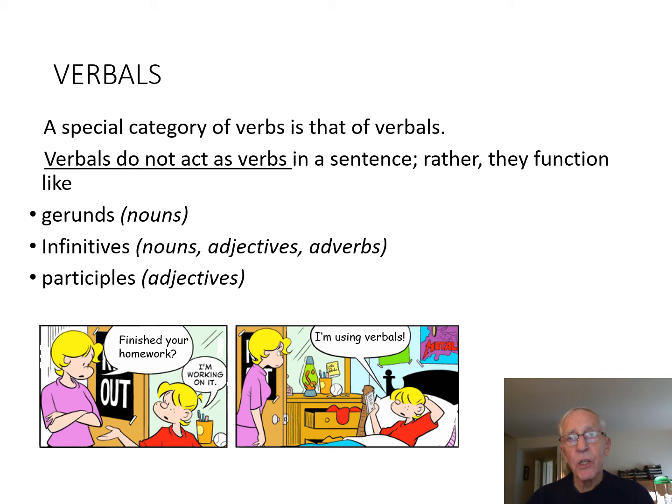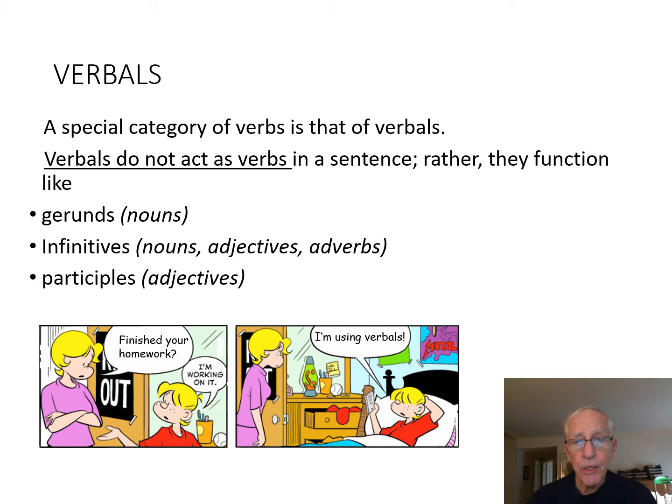Well, welcome to our discussion of verbals. A verbal is an action verb that has been modified slightly so that it doesn't exactly function like a verb. Rather, it functions like something else. Most notably, a verbal is an action verb that might function and appear to be a noun, or as an infinitive, which could be a noun, an adjective, or adverb. And the third category is that of participles, which are all adjectives.